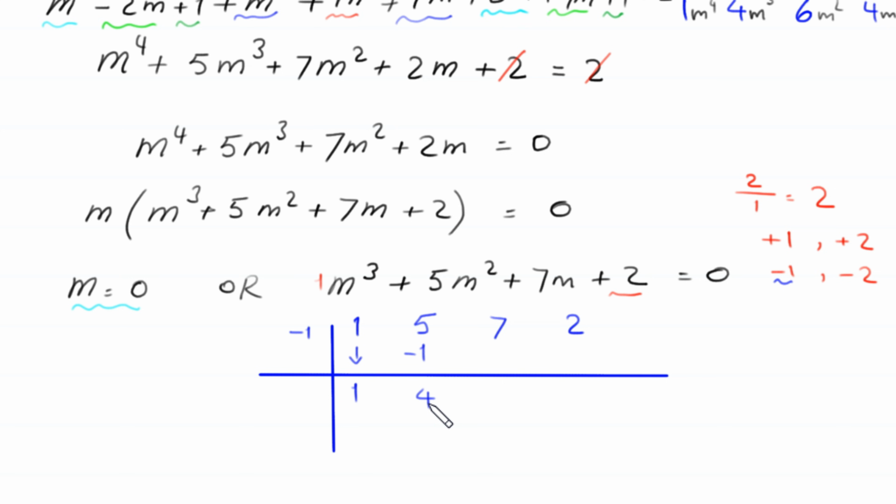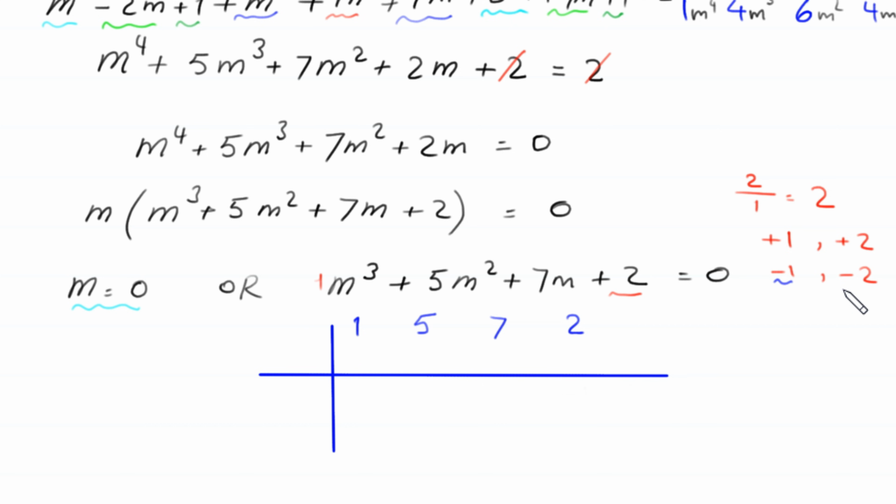Now we multiply this 4 by this negative 1. 4 times negative 1 is negative 4. And we add these two numbers, 7 plus negative 4 is 3. We multiply this 3 by this negative 1. 3 times negative 1 is negative 3. And we add these two numbers, 2 plus negative 3 is negative 1, which is not equal to 0. It means negative 1 is not a solution. So we remove this and try another one.